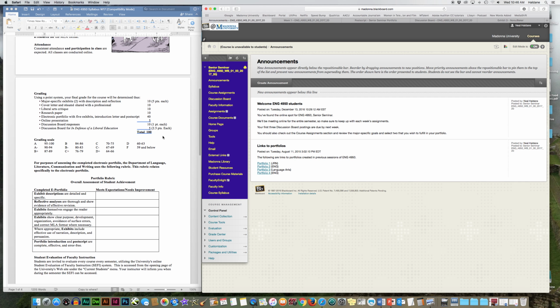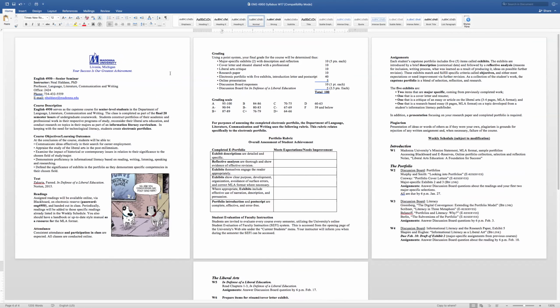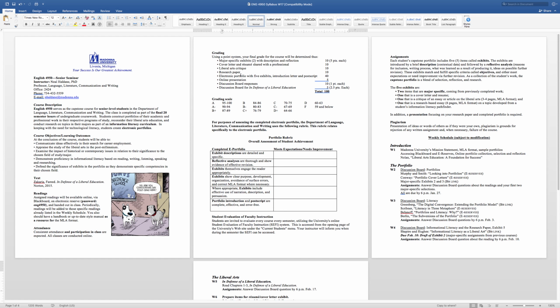The grading system: there are 100 points possible for this class, and here's the breakdown. You're going to have major specific exhibits, two of those, exhibits 2 and 3, worth 5 points each. That's where you take a paper that you've already done and then reflect on it. Cover letter and resume, shared with a professional, is worth 10 points. Liberal arts critique is worth 10 points. The research paper is worth 10 points.